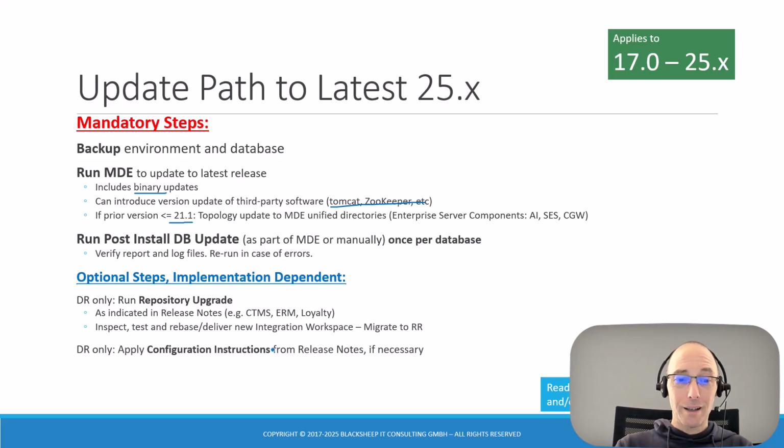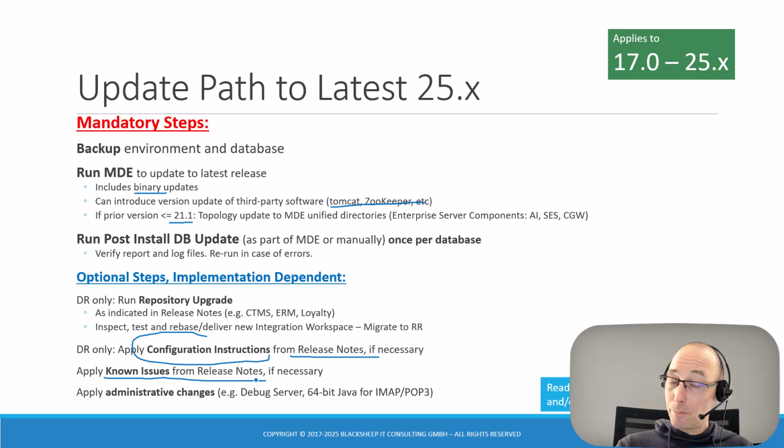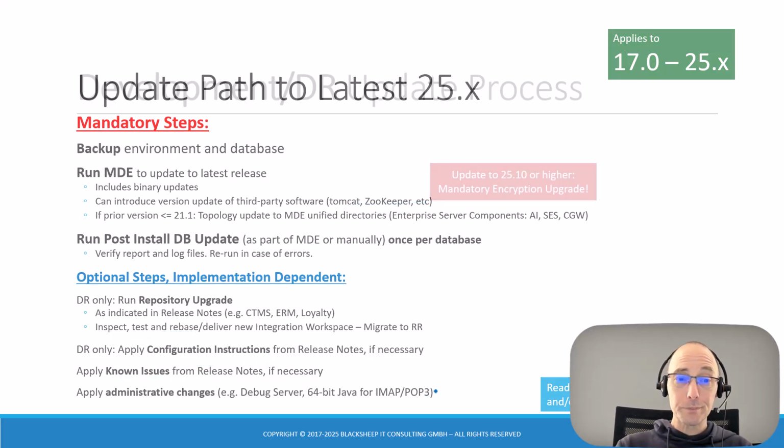Okay. If you don't do the repository upgrade, you might have to manually apply some configuration instructions, which are described in the release notes. So release notes, mandatory reading. Also, you might need to apply things from known issues from those release notes, things that do not work in that Siebel release. And you might have some administrative changes, like changing your settings for IMAP POP3 because it went to 64-bit, just an example.